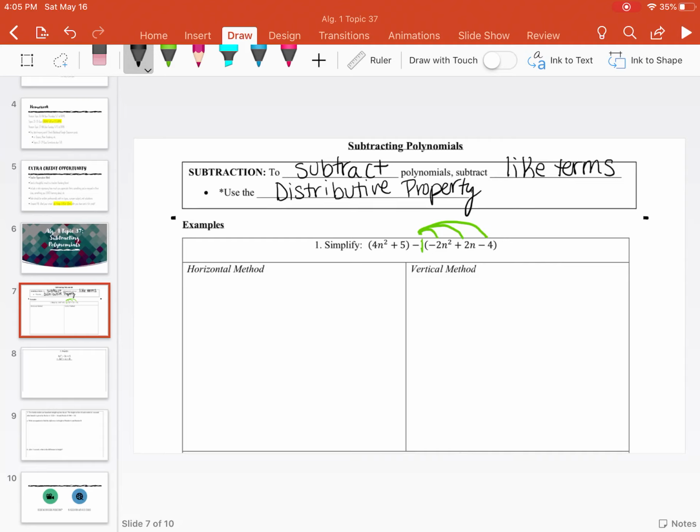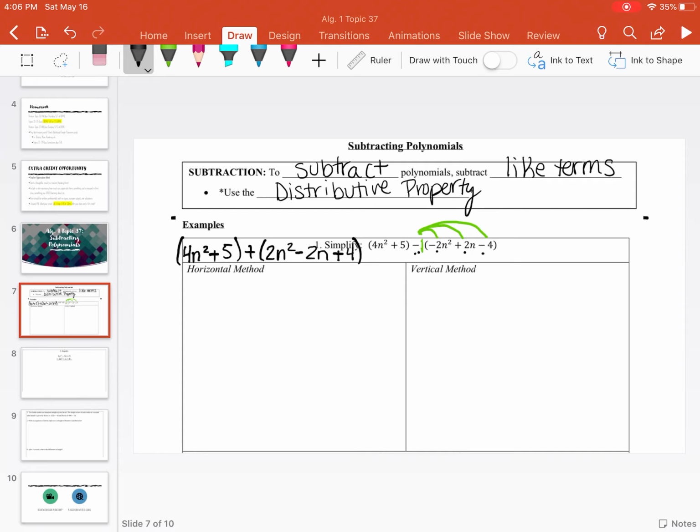Now, what I like to do is rewrite my expression after I've already applied the distributive property, so I know how my signs have changed. This will change to 4n squared plus 5. Then since we've already applied the subtraction, now we're going to combine. So a negative 1 times a negative 2n squared gives us positive 2n squared. Negative 1 times positive 2n is minus 2n. And negative 1 times negative 4 is positive 4.